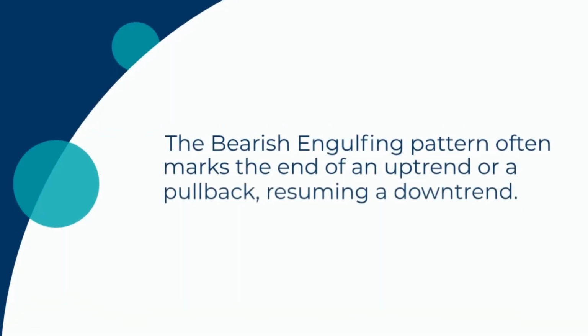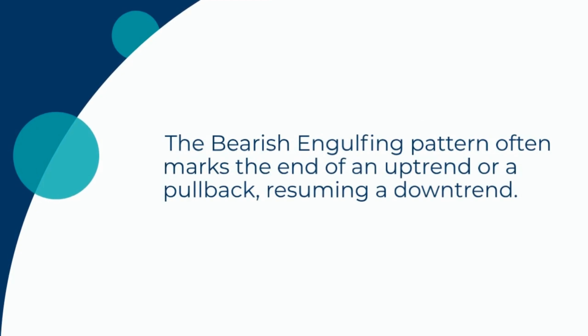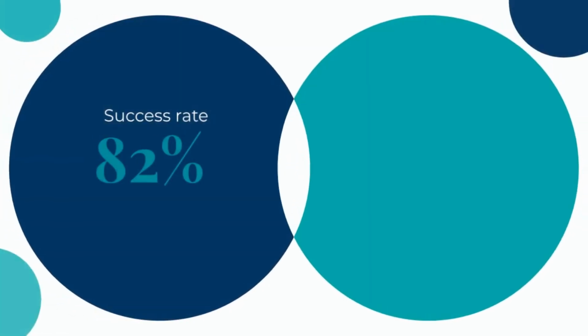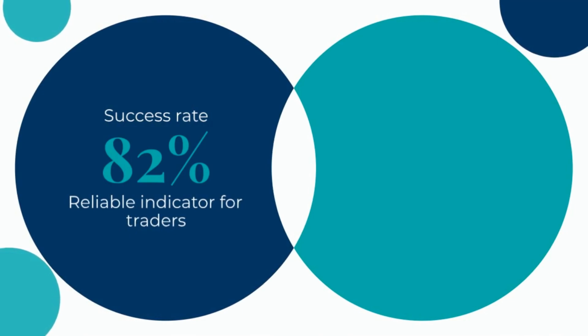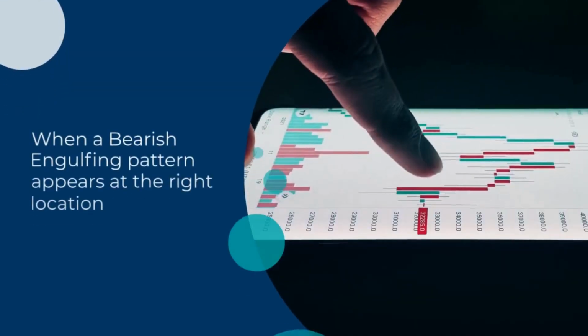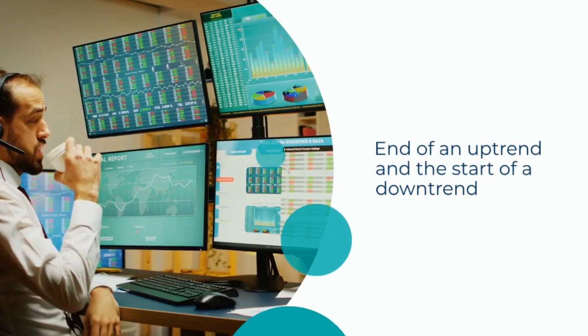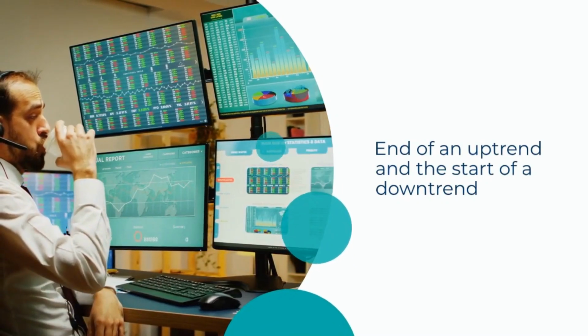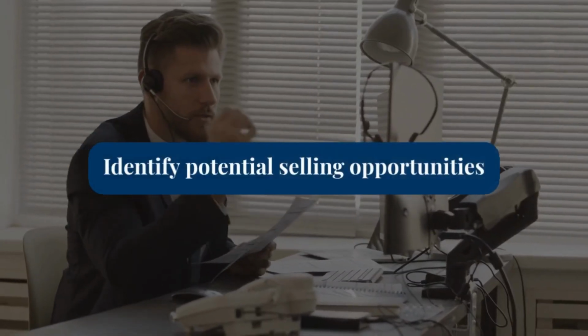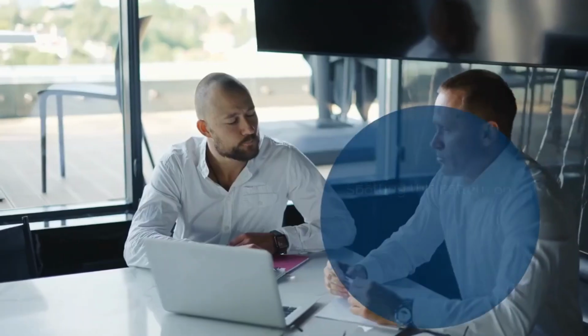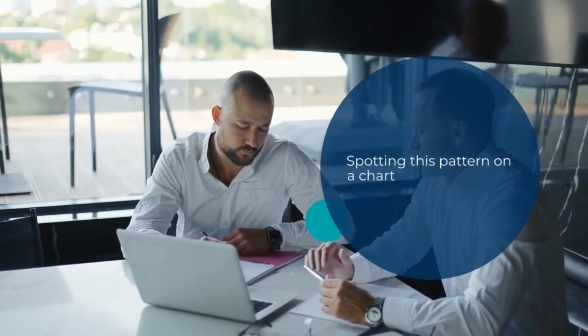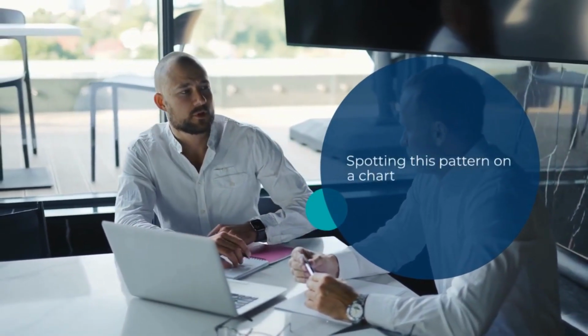The bearish engulfing pattern is significant because it often marks the end of an uptrend or a pullback, resuming a downtrend. With a success rate of 82%, it is a reliable indicator for traders looking to capitalize on market reversals and shifts in momentum. When a bearish engulfing pattern appears at the right location, it can signal the end of an uptrend and the start of a downtrend. Traders use this pattern to identify potential selling opportunities. Spotting this pattern on a chart can help traders make informed decisions in volatile markets.